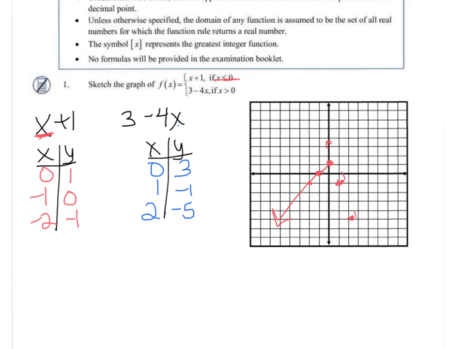Try to connect the dots as best as possible. Oops. And it's a ray in this direction. There, it's better.